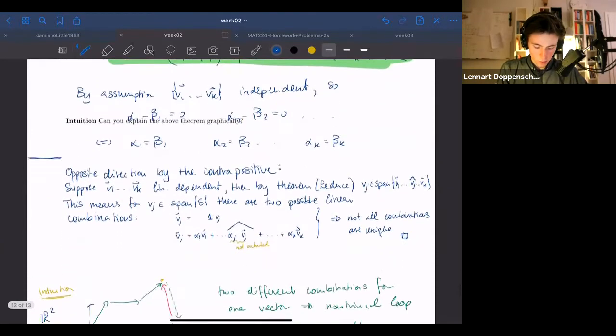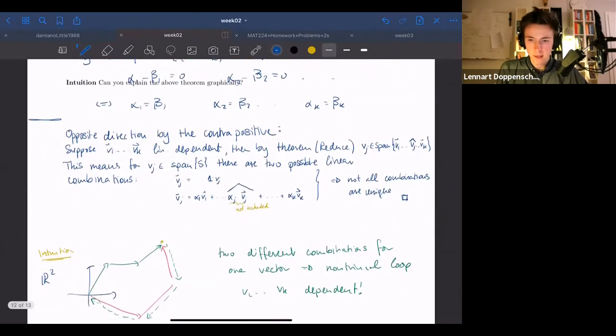But what does it mean? Not independent means, of course, dependent. So if you assume that v1 to vk are dependent, then there's the reduced theorem, which says that for some index j, there is a vector vj in the family S that we can remove, and it's still in the span, and the span is unchanged.